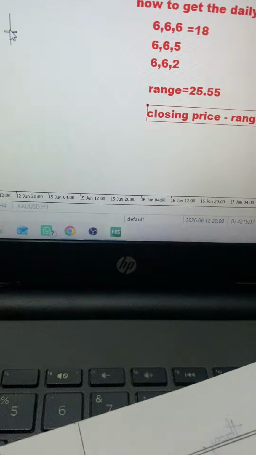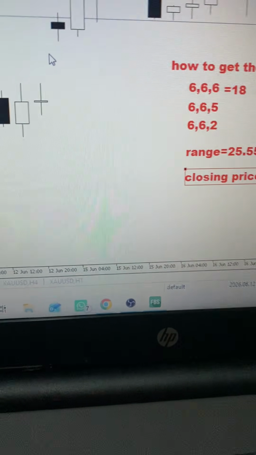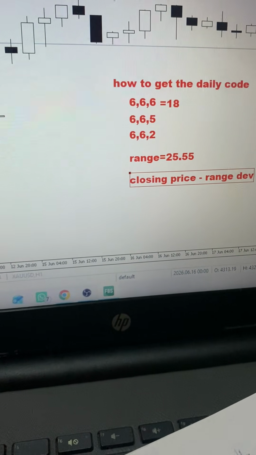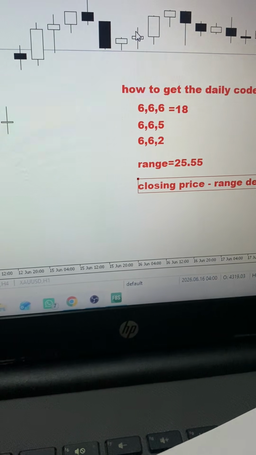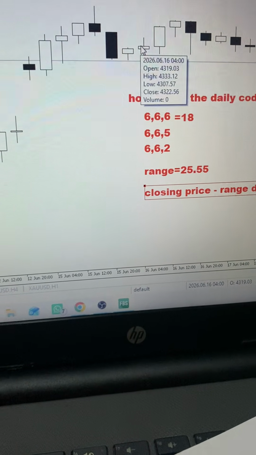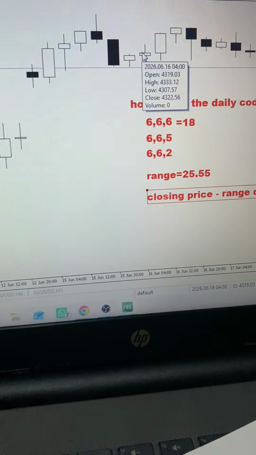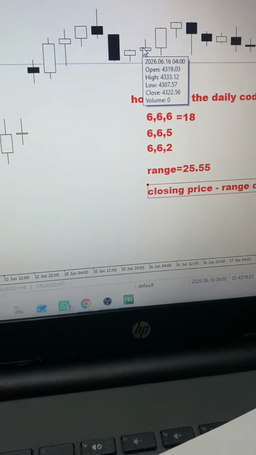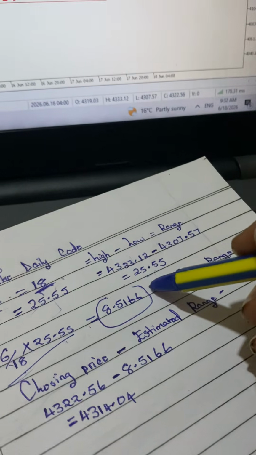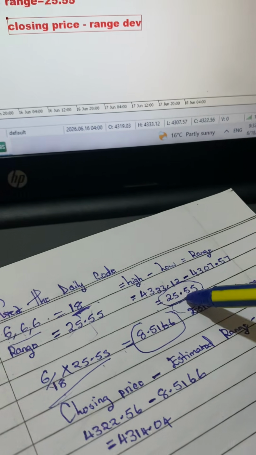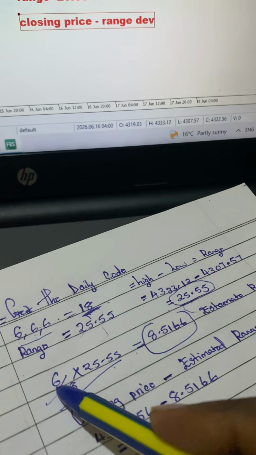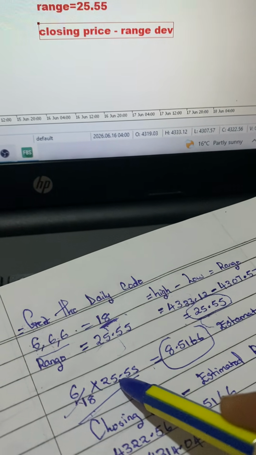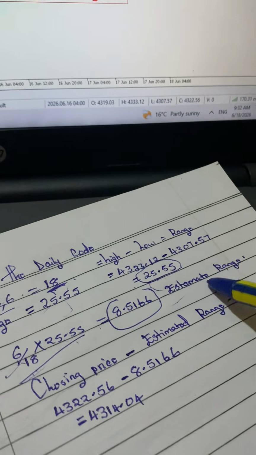I want to show you in real time so that you don't say it's fake. I want to mark here. High is 4333.12. Low is 4307.57. Written down here, the range, after I subtract, I get 25.55. I take 6/18 times 25.55. I get the estimated range.